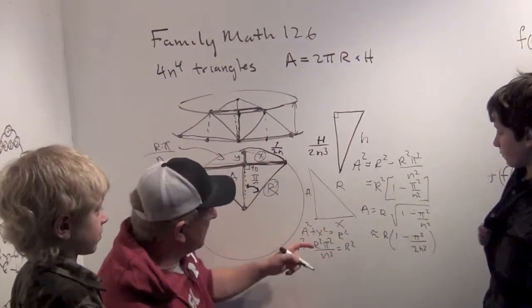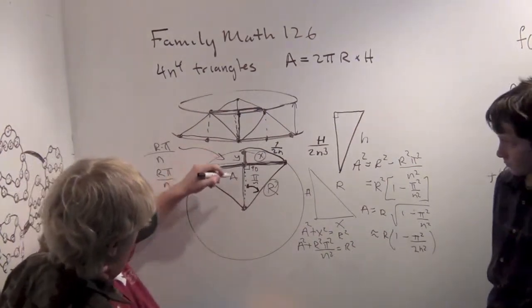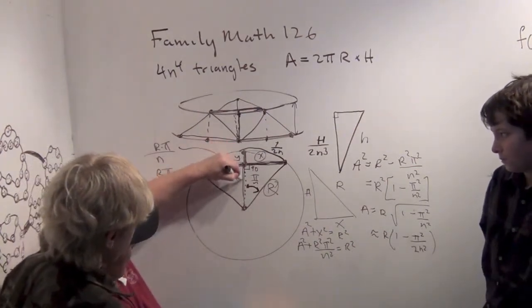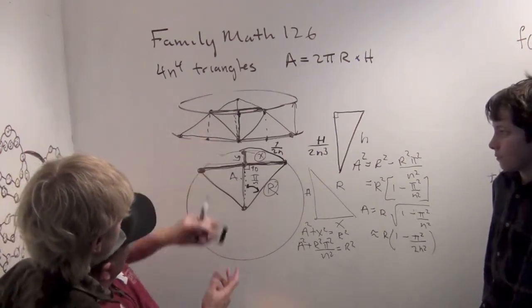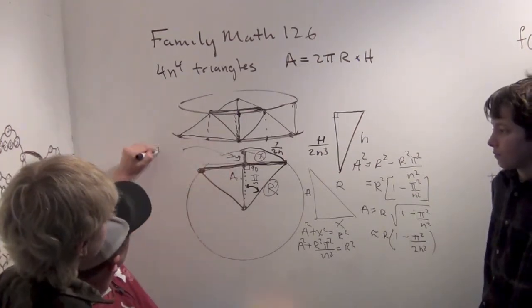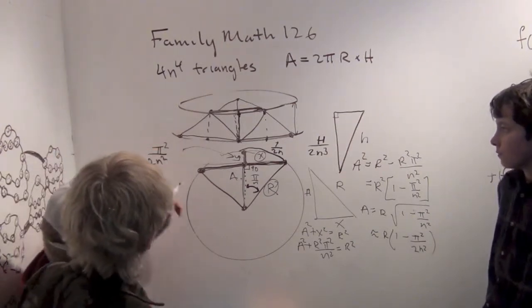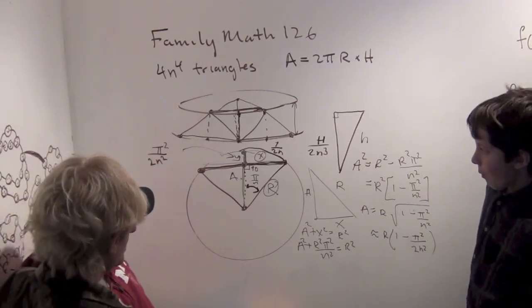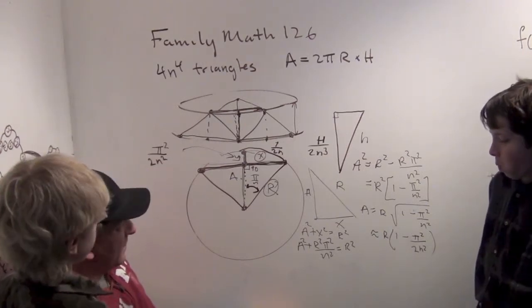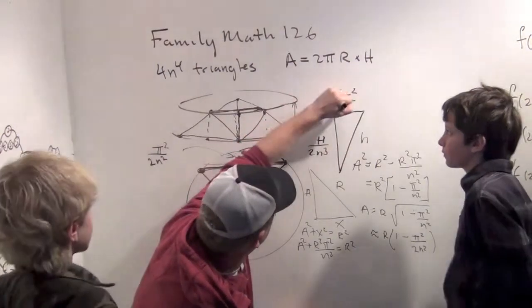Okay? But if this is r times 1 minus pi squared over 2n squared, that means this little bit up here, which has to be added to this to get to r, is just pi squared over 2n squared. Whoa. Okay? Awesome. Okay. Now, so now I have my triangle. This is pi squared over 2n squared.